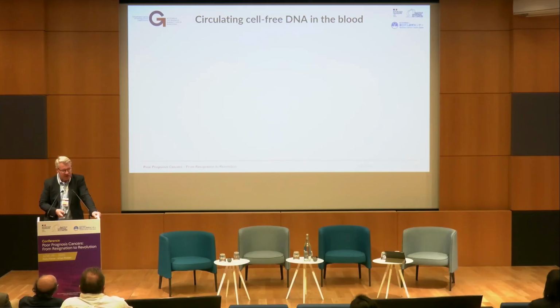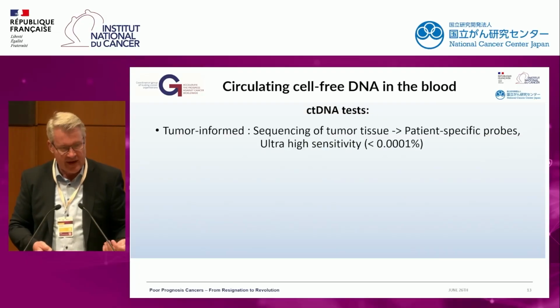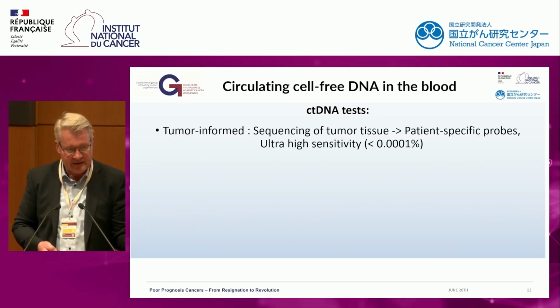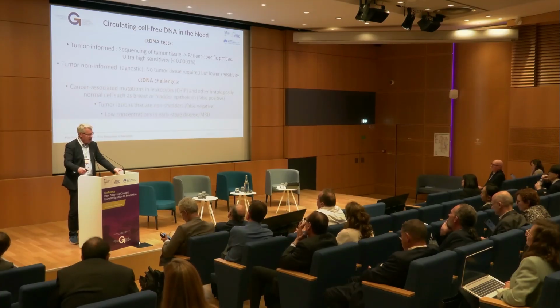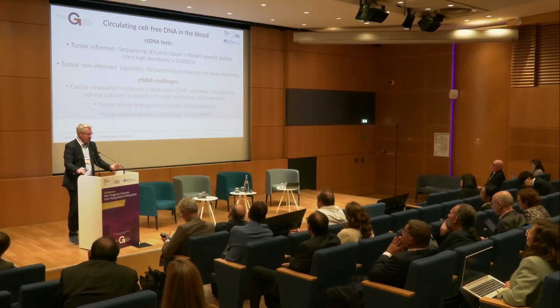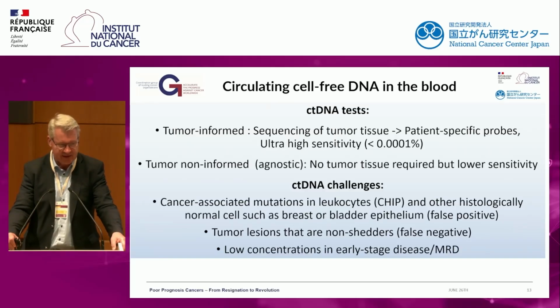So what are the challenges for the circulating cell-free DNA in the blood that we tackle in this consortium? We have two types of DNA tests. One is tumor-informed, so we sequence the tumor tissue, we develop patient-specific probes, and the advantage here is that we have a very high sensitivity possible. The disadvantage is we need high-quality tumor tissue, and it was mentioned already today that sometimes with the biopsies that can be a challenge. The second technology is really non-tumor informed, which means we use actually panels which encompass the known genetic aberrations. Here you don't need tumor tissue, but usually you have a lower sensitivity.